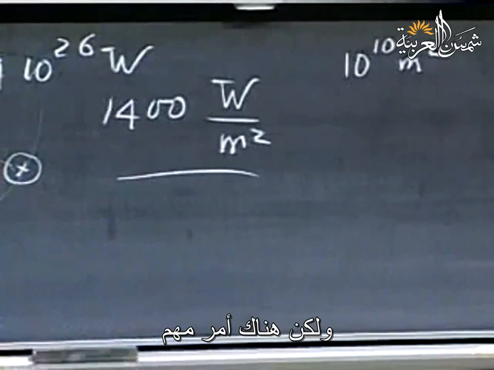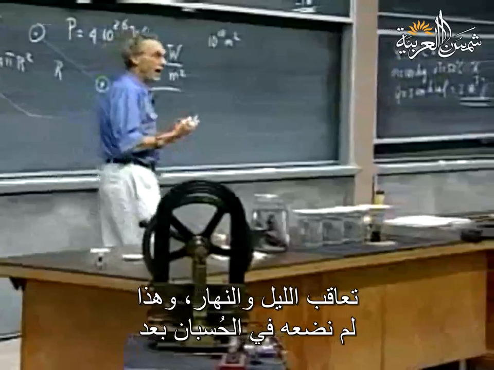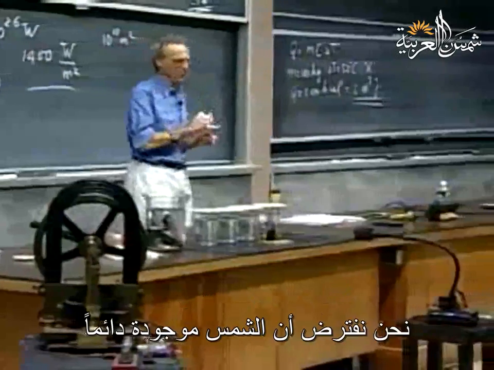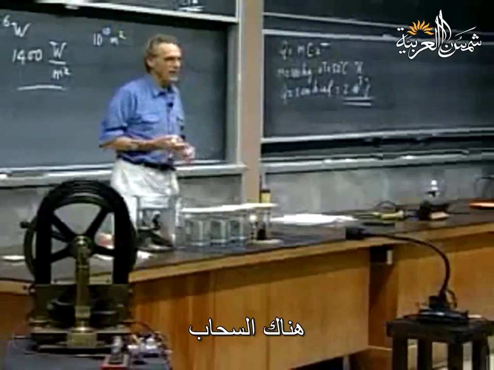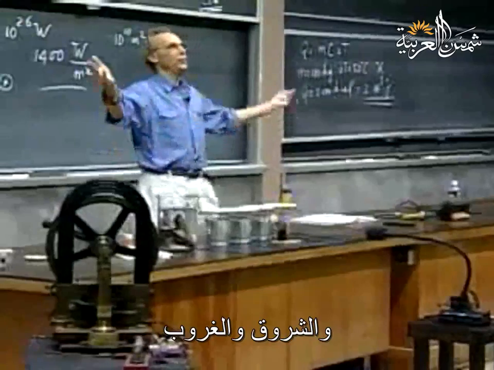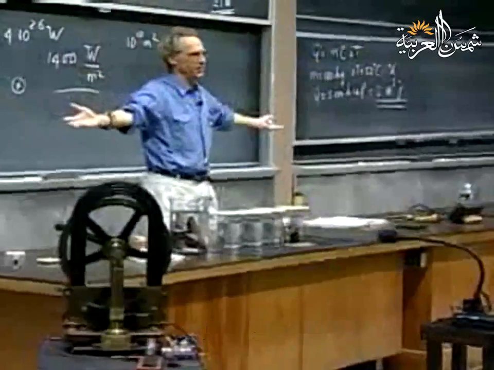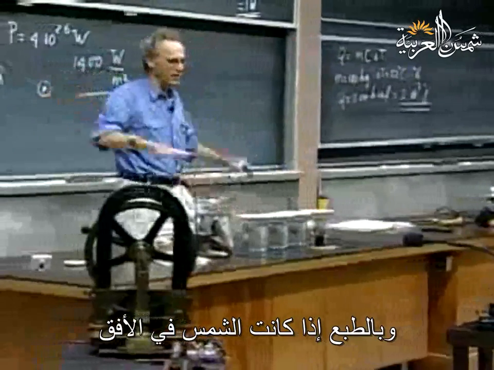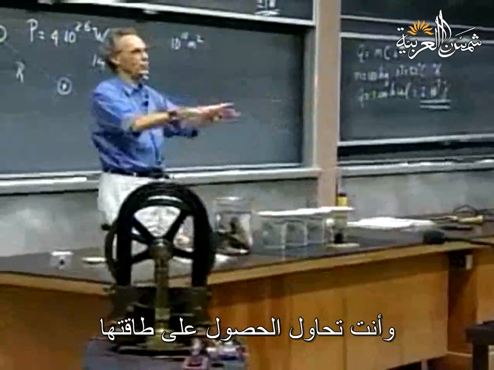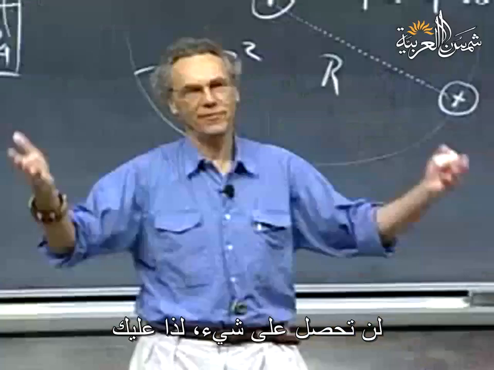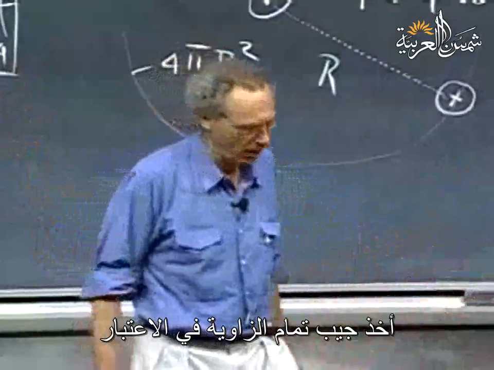However, there is a catch. There is day and night, which we haven't allowed for yet. We just assumed that the sun was always there. There are clouds. And then the sun rises and the sun sets. And of course, if the sun is at the horizon, and here is your plane where you try to absorb the sun, you get nothing. So the cosine of the angle has to be taken into account.